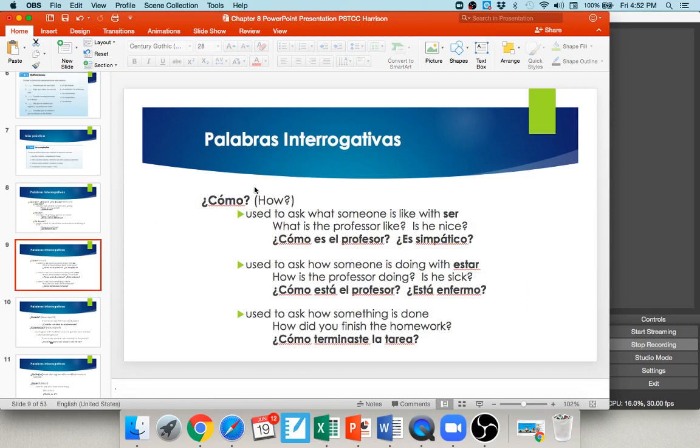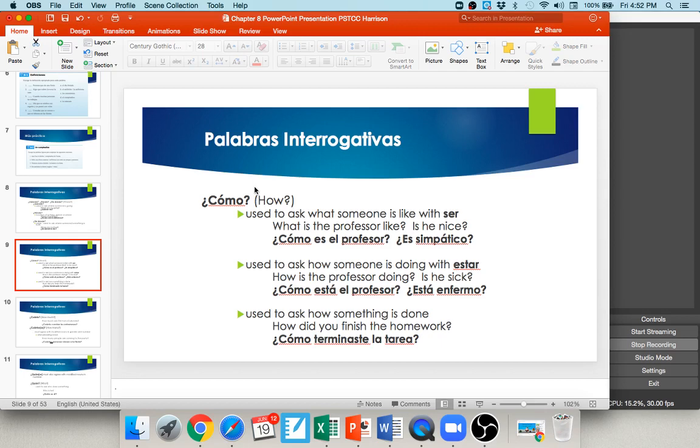The word cómo in Spanish means how, just like cómo estás. If you want to ask how someone's doing, cómo estás, or cómo está el profesor. You can also use cómo with the verb ser instead of the verb estar. And in doing that, instead of asking how he's doing, like his condition, instead of cómo está el profesor, how is he doing, like is he sick, está enfermo, we could ask how's the professor, like what's he like, what are his characteristics, cómo es el profesor, es simpático, is he nice, es antipático, is he mean, right?